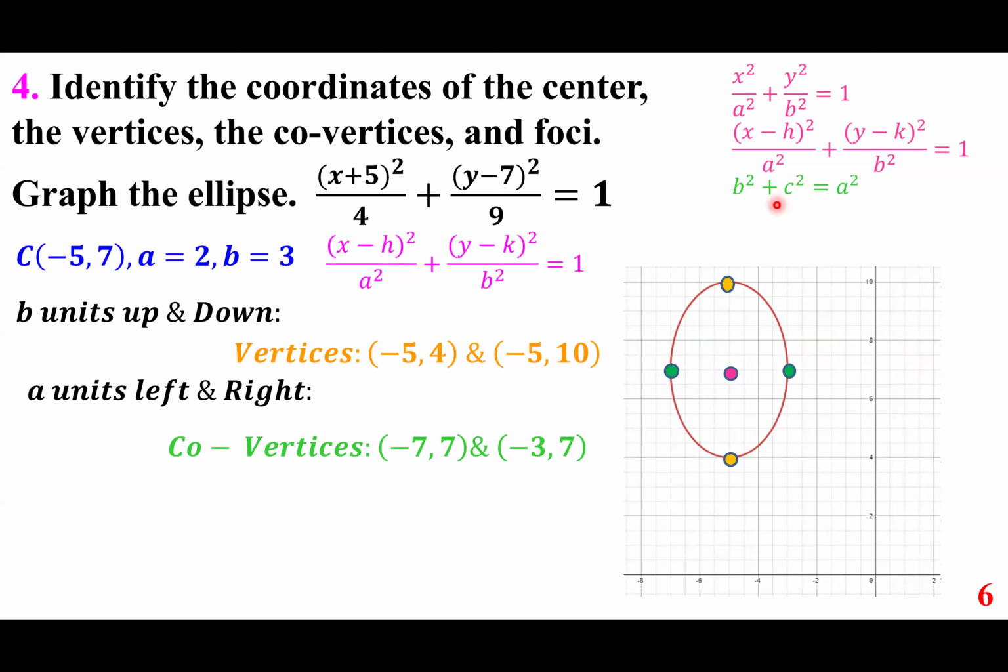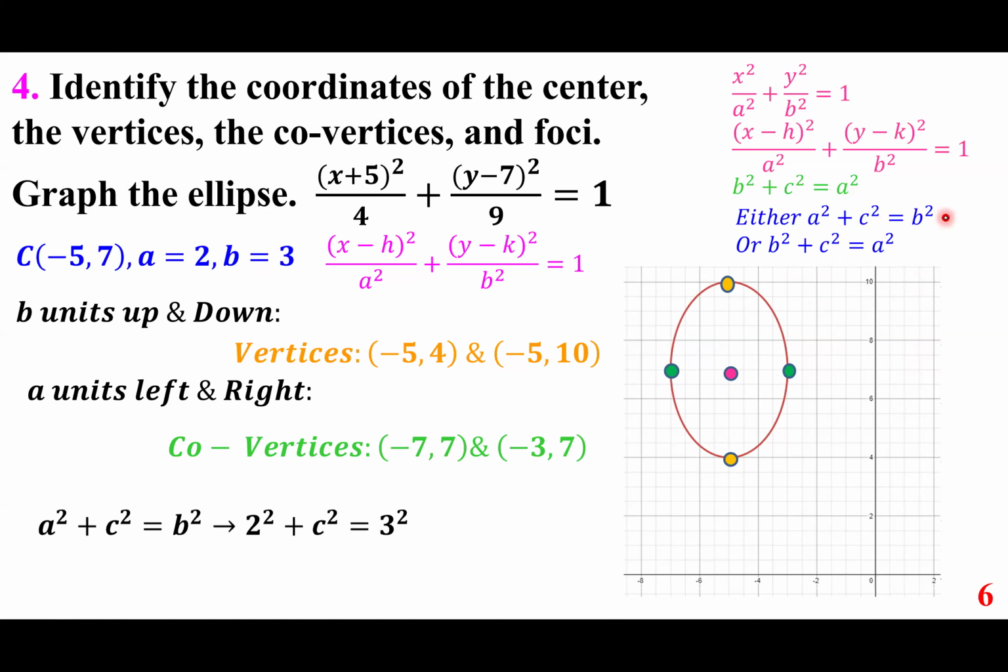Now, remember, b squared plus c squared equals a squared because a is larger than b. But when b is larger than a, you interchange it. So either a squared plus c squared equals b squared or b squared plus c squared equals a squared. It depends on which one is larger. And in this case, because b is larger, we're going to go with a squared plus c squared equals b squared.